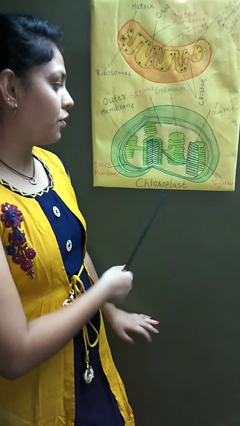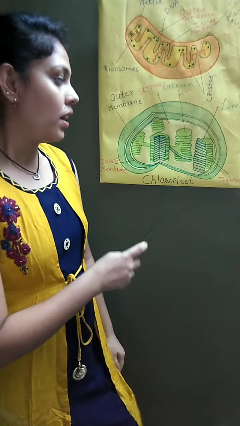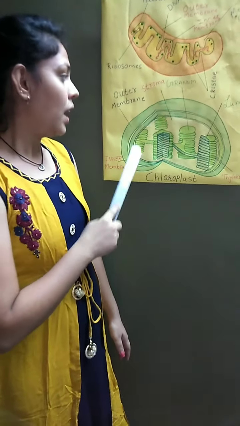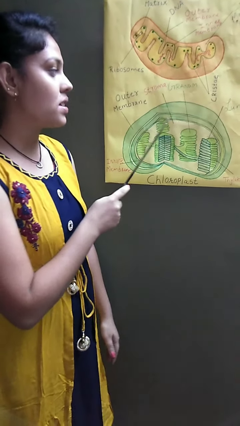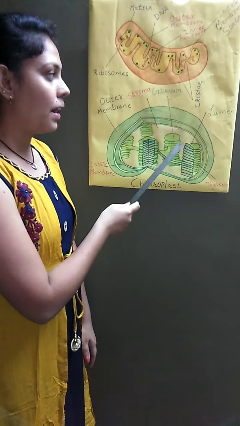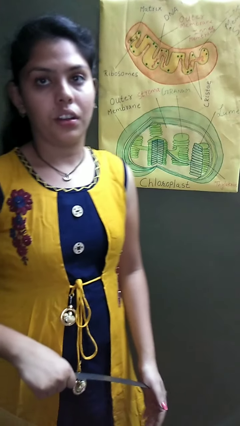Now the first one is the chromoplast. A chromoplast containing the pigment chlorophyll is known as a chloroplast. Chloroplasts are the most common, found green in color, and the process of photosynthesis takes place in them. So here is the structure of the chloroplast. This is the inner membrane and this is the outer membrane of the chloroplast. This is the stroma, the granum, and this is the thylakoid.